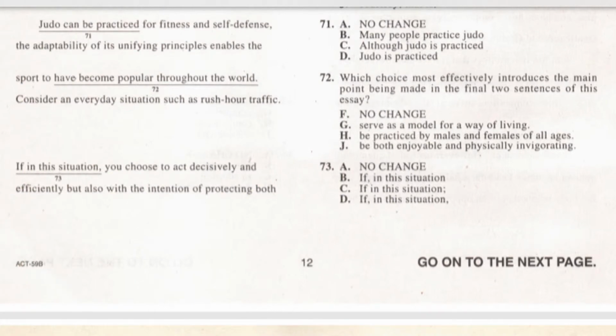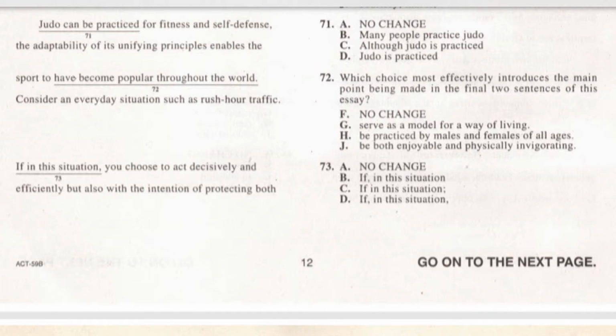The correct answer for problem number 72 is answer choice G. Let's go ahead and take a look at it. This is a classic problem and a classic trap on the test. You are going to get caught if you do exactly what they tell you to do. So let's genius map it out, all right? First things first, which choice effectively introduces the main point made in the final two sentences of the essay? So we have to find the final two sentences.